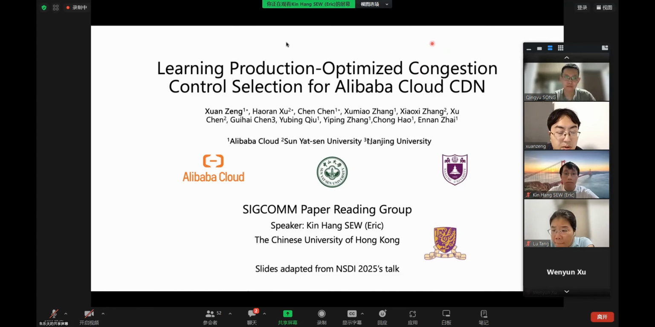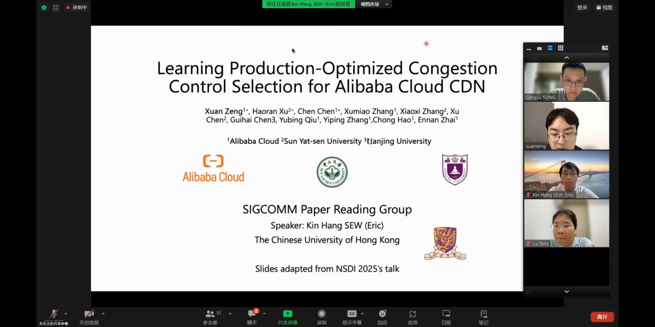So from the title, you already know this paper is about congestion control, a very classic but everlasting topic in networking, and also a global cloud content delivery network. And this paper is a joint work from Alibaba Cloud, Zheng University, and Ennan University. And for presenter, we invited Eric, a research associate from Chinese University of Hong Kong, to make the presentation. Thanks, Eric. And Eric will give a 25 or 30, around about 30-minute presentation of this paper.